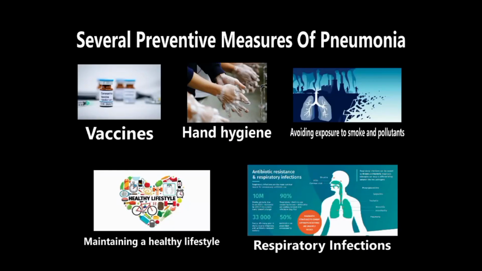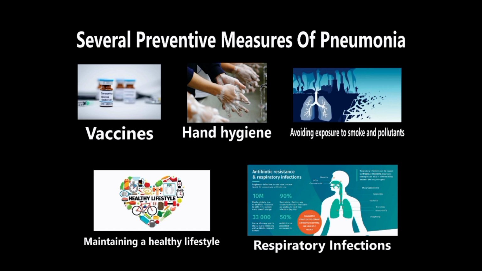There are several preventive measures that can help reduce the risk of getting pneumonia. Vaccines. Vaccines are available to prevent certain types of pneumonia, including pneumococcal vaccine, which protects against Streptococcus pneumoniae, and influenza vaccine, which protects against the flu. Hand hygiene. Practicing good hand hygiene, such as washing hands regularly with soap and water or using hand sanitizer, can help reduce the risk of respiratory infections.